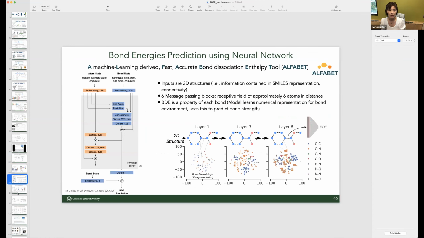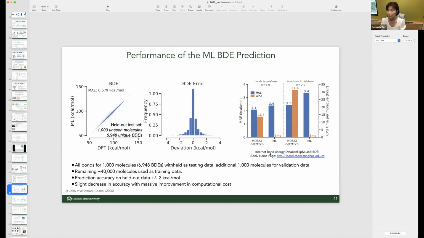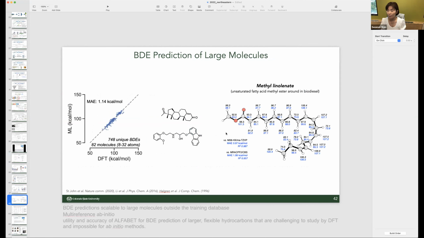And then we developed a BDE tool here. And then our BDE accuracy, MAE, is less than 0.6 kcal/mol, which is quite accurate. And then we also can apply a very big model for the prediction of the BDE, which is very accurate too.